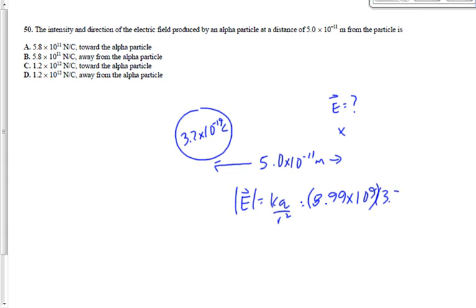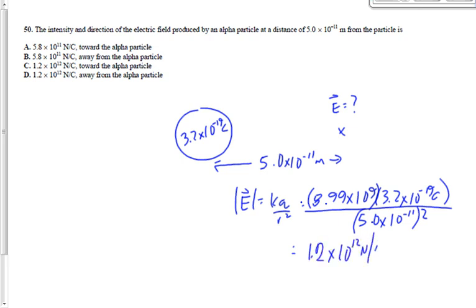3.2 times 10 to the minus 19. A lot of people this morning made the mistake of using 1.6 times 10 to the minus 19 as the charge, as opposed to 3.2. That would be a common mistake, especially at this point in the year when you're not that familiar with what an alpha particle is, right, Aisha? The distance here, don't forget to square that. That's another mistake that people make. Do the math there. I think it works out to be 1.2 times 10 to the 12. And we know it's going to be away from the alpha particle because the field always points away from a positive producer. We good there?